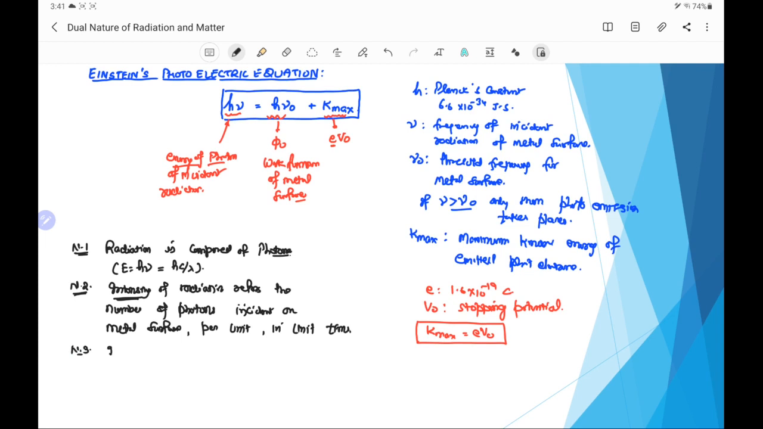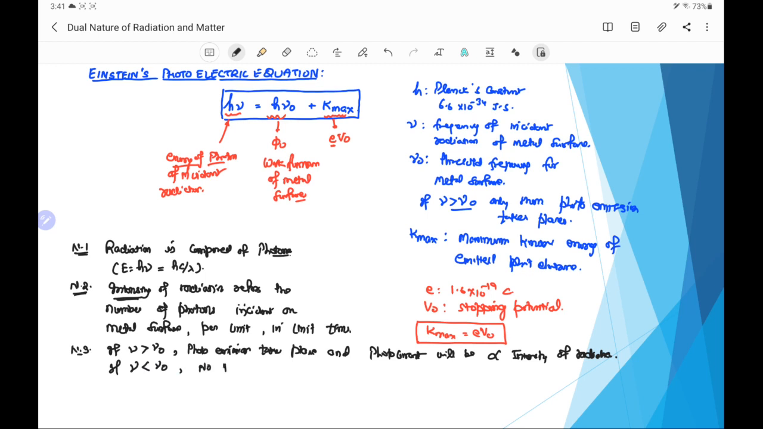Note 3. If frequency of the incident radiation is greater than the threshold frequency, photo emission takes place and photocurrent constituted by these photoelectrons will be proportional to the intensity of radiation. But if frequency is less than the threshold frequency, no photo emission takes place, whatever the intensity is. That means intensity comes in the picture when photo emission is taking place.